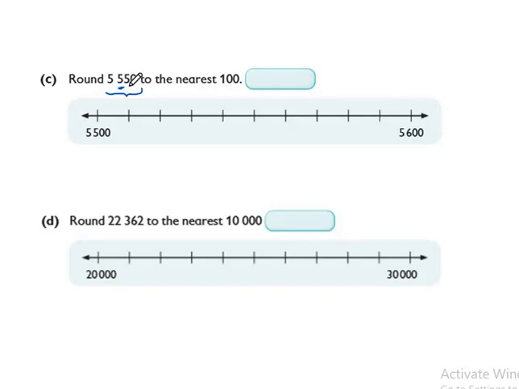Even without the number line, I gave you a clue. Just check the next number. If it is 5 or more than 5, add 1 here, and then you can round it. So this becomes 5600. When you're looking at the number line, 5550 is coming somewhere here. So that can be rounded to 5600 again, because it is closer to 5600 than 5500.